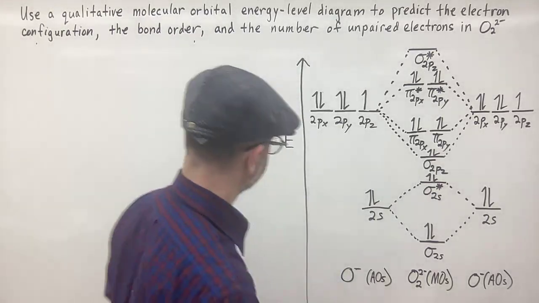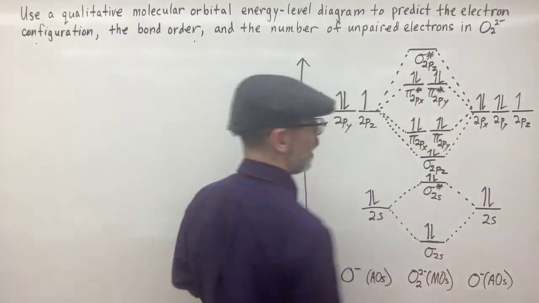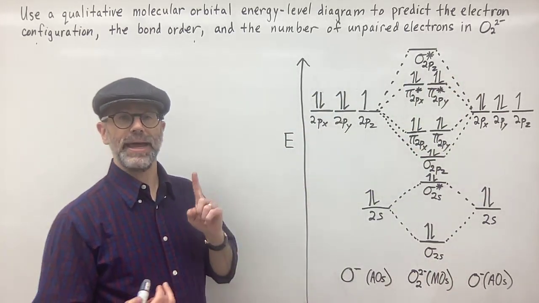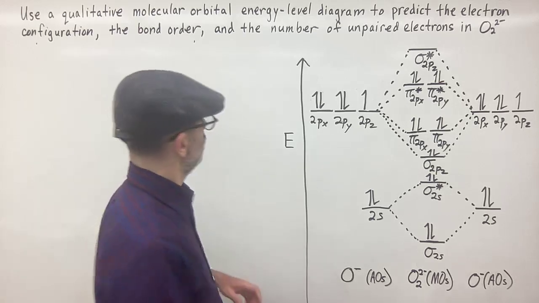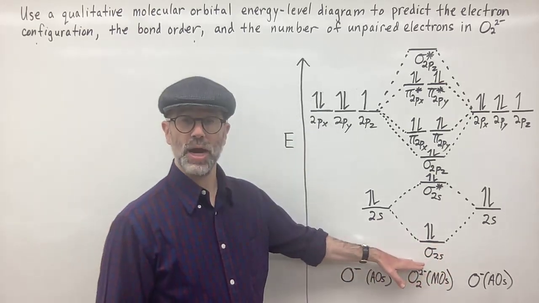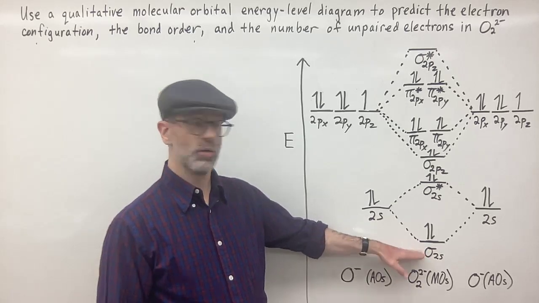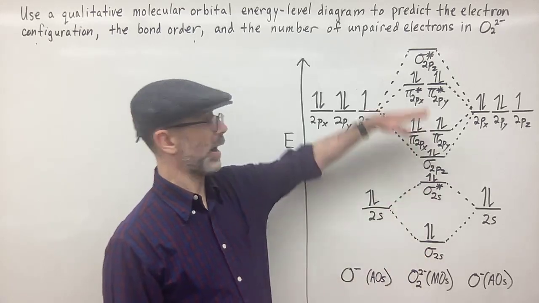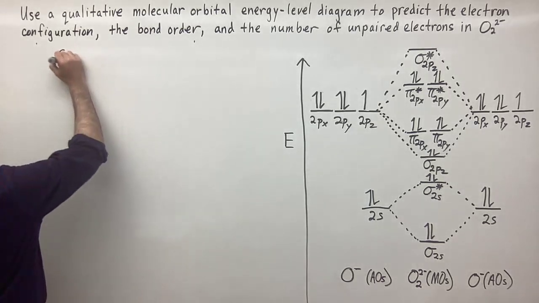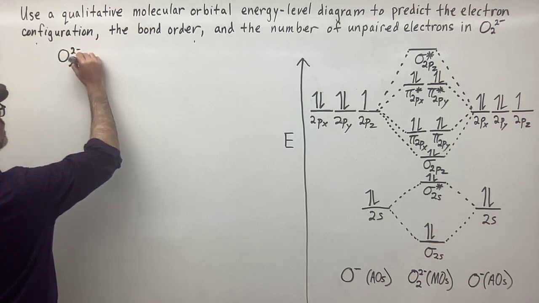Okay, so now we have that filled in. So now we can go ahead and do the electron configuration, bond order, and unpaired electrons. So first, the electron configuration. Again, we can write that using our molecular orbitals, and work our way up like so. So here we're going to have O2 2 minus.